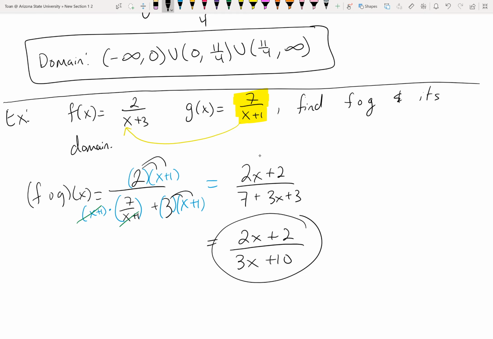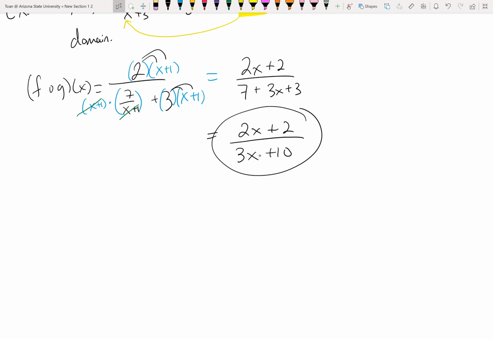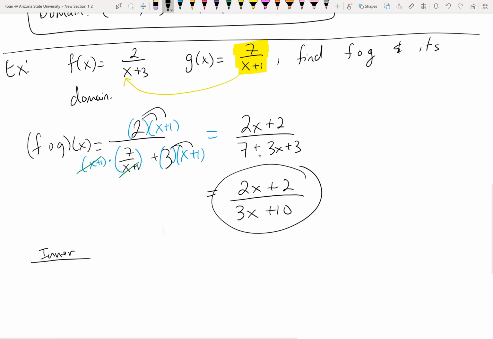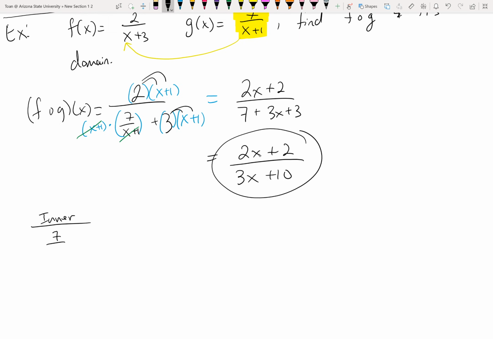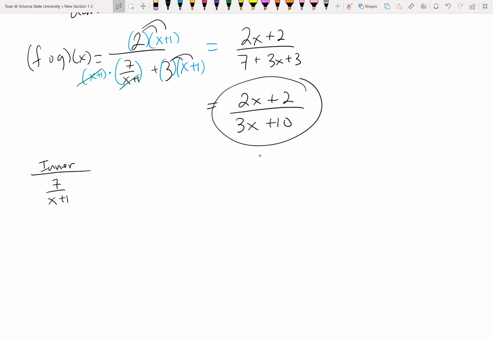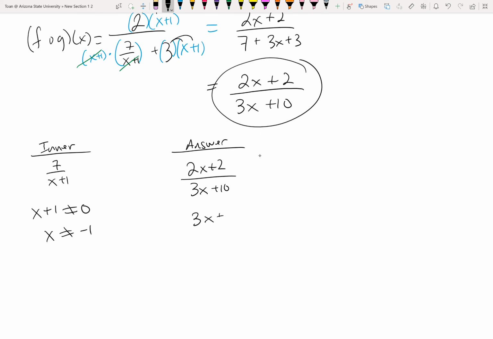So that's fog. Now we need to find the domain. So to find the domain, you need to do the inner function. What did we substitute in? It was the g, 7 over x plus 1. So hopefully we can find the domain. Just set the denominator not equal to 0. So we get x cannot equal -1. And then we find the domain of the answer function, 2x plus 2 over 3x plus 10. So you set the denominator, 3x plus 10, not equal to 0, and then you solve. Let's subtract the 10 over, and then divide out the 3.